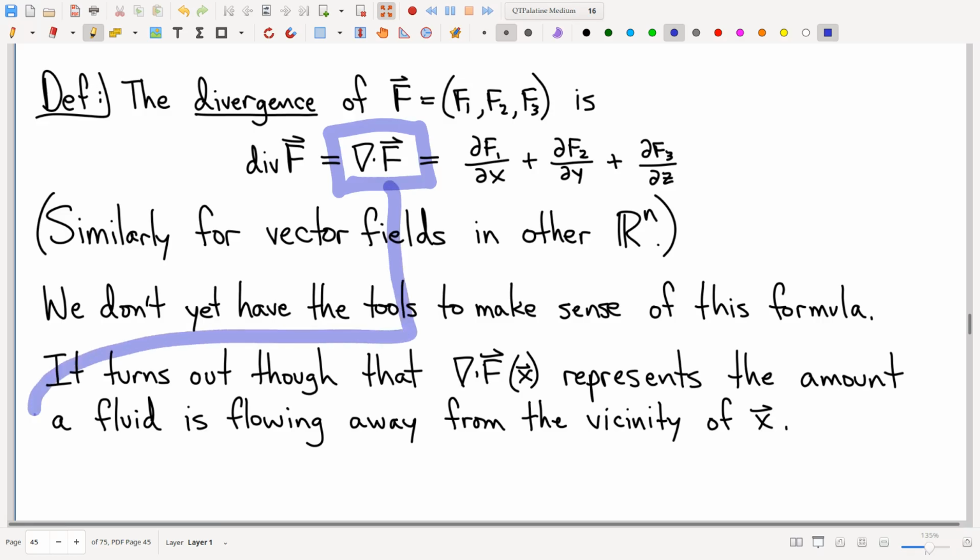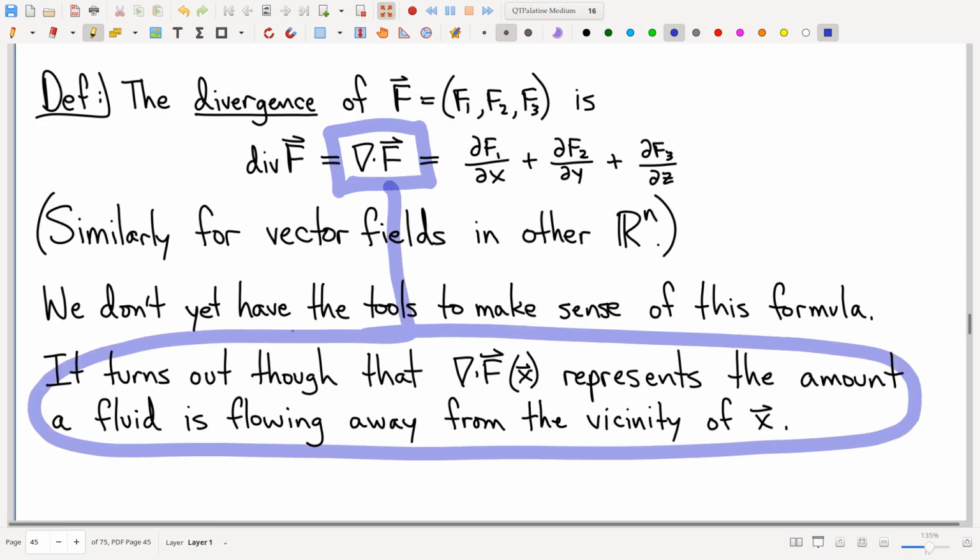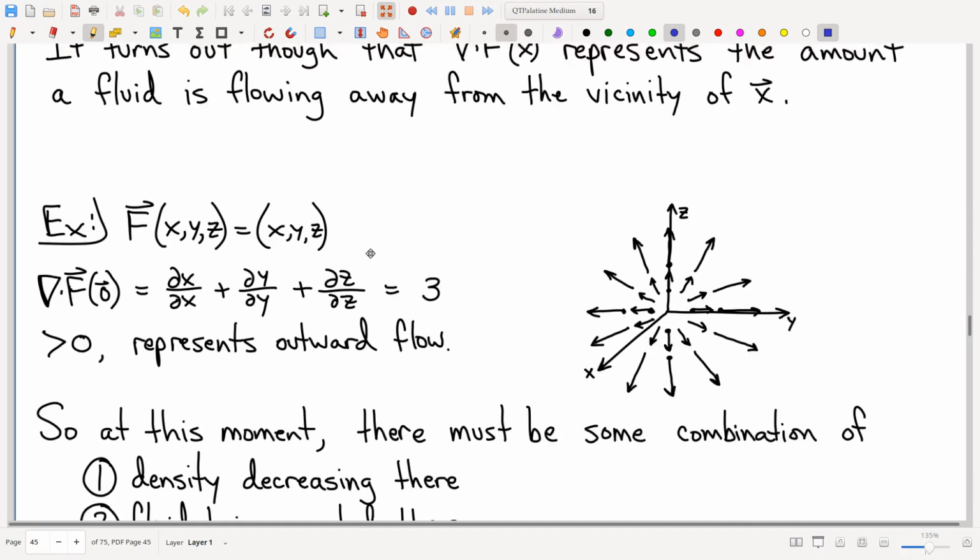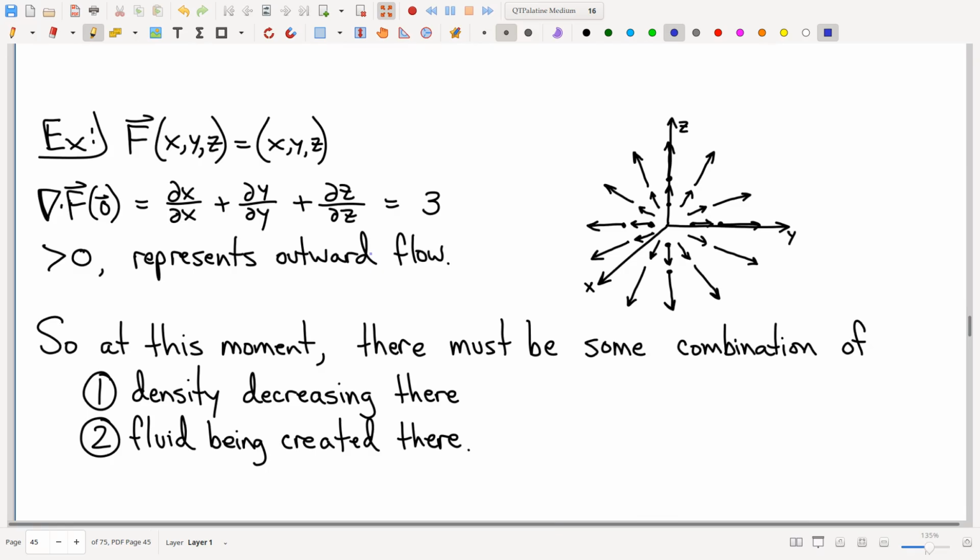Again, I don't have the tools yet to be able to justify this, so you just have to bear with me, and I will give you a persuasive argument to support this claim when we get to chapters 6 and 7. I'm just going to claim here that it represents, in some sense, the amount the fluid is flowing away from where you're looking. Trust me. I hate having to say that, but let me give you an example. This doesn't prove anything, but it is at least consistent with my claim.